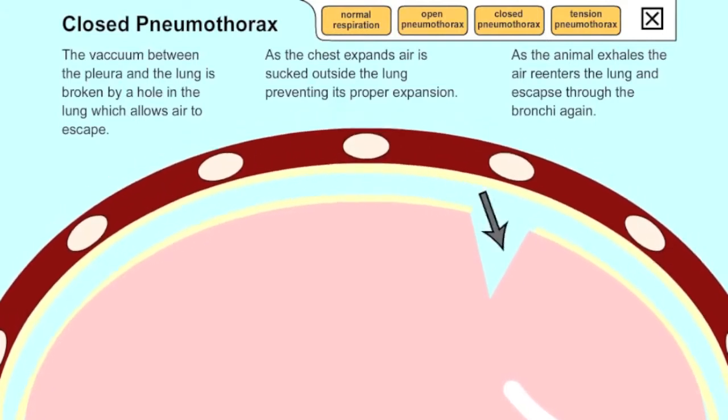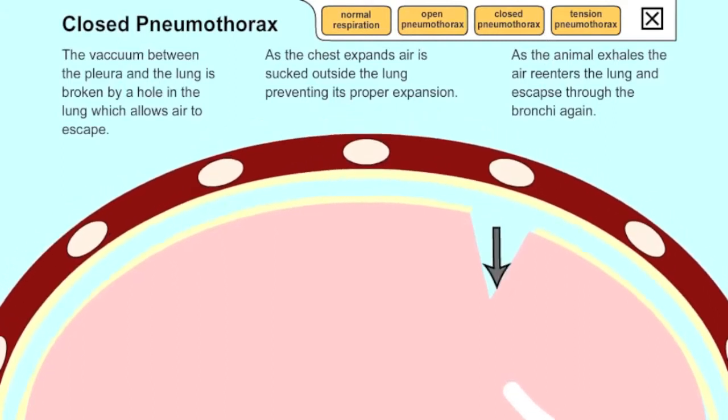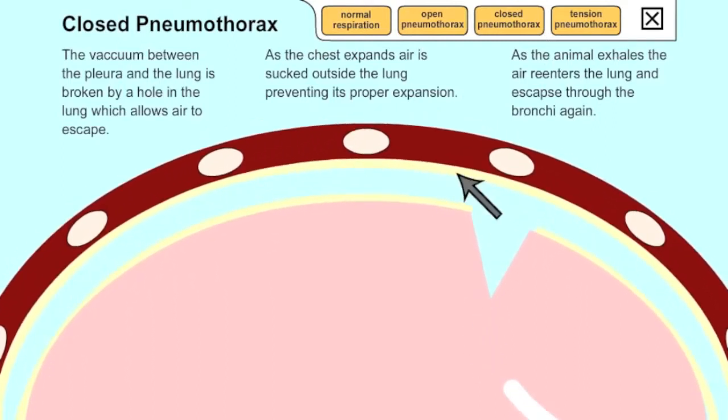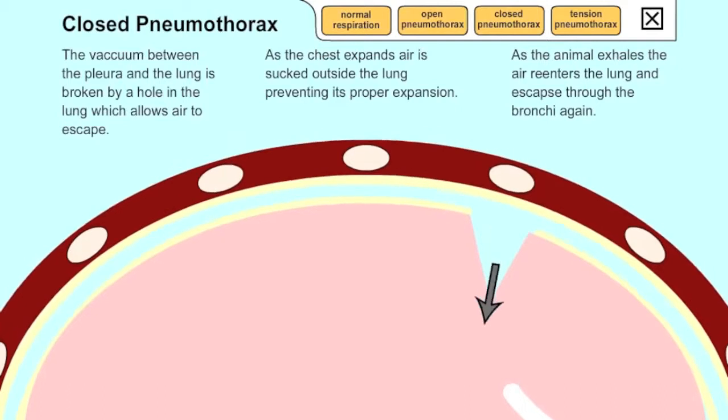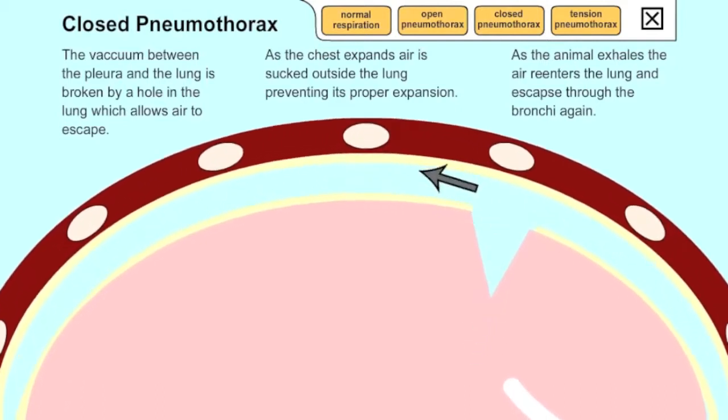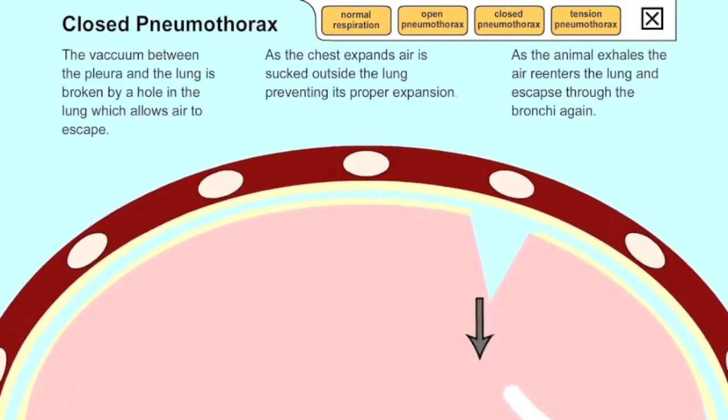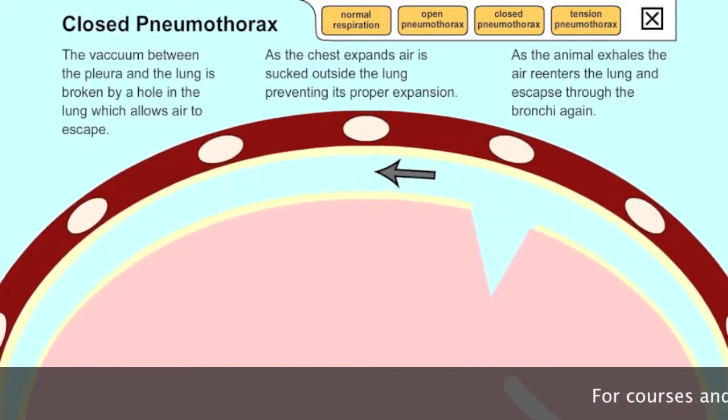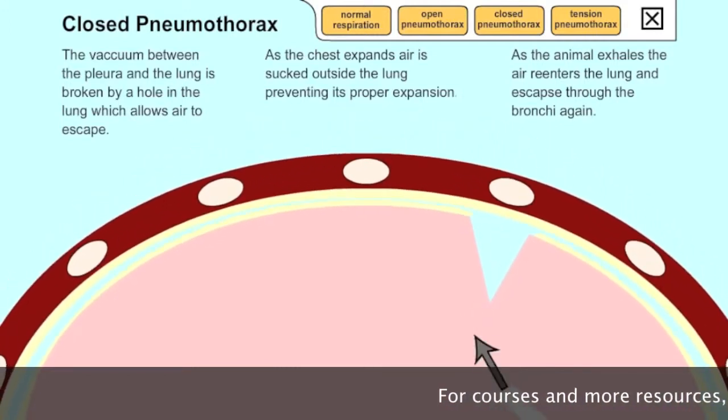As the animal exhales, so breathes out, the air re-enters the lung and escapes through the bronchi again. Once more, you may see normal chest movement, but we haven't got that vacuum for those lungs to work, so we are not achieving proper gaseous exchange.